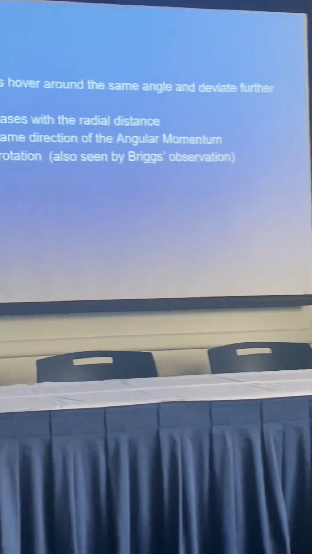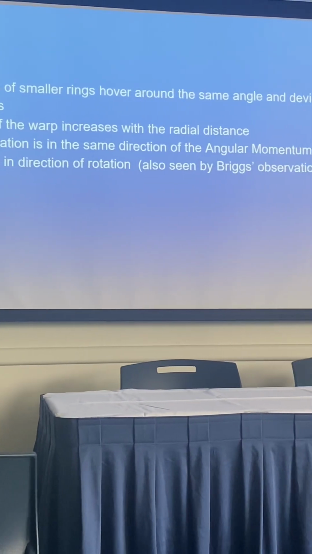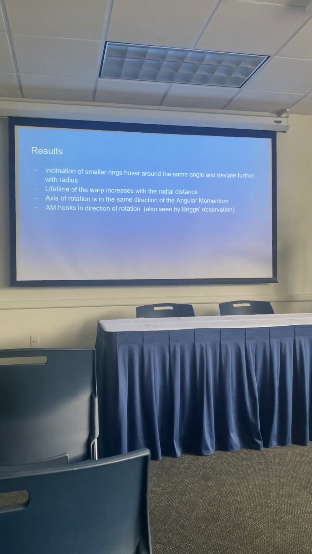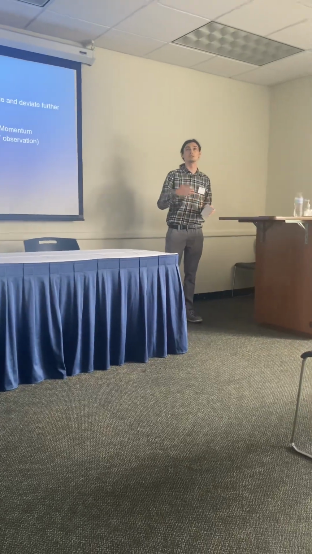All right, so our results. What did we find out, and what did we see? So the inclination of the smaller rings hover around the same angle. But if you go out further, you get more of a warp effect the farther you go out. And the lifetime of these warps really just increases with radial distance. So we saw that small dampening effect happening, and as you go further out, it lasts a lot longer.